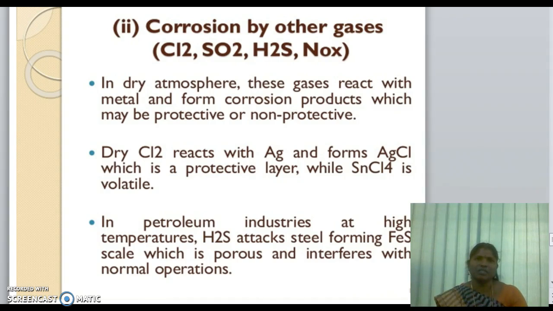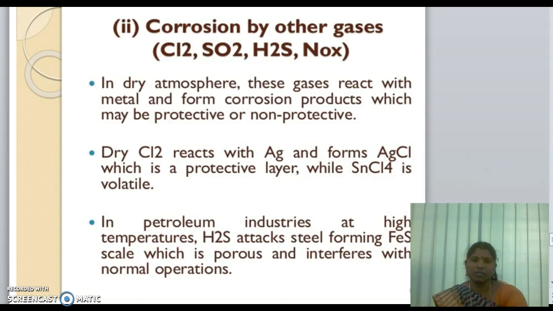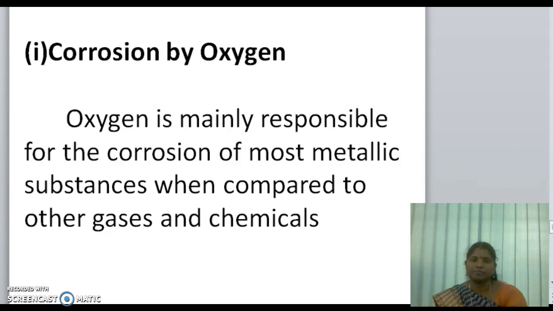Other than oxygen, there are some gases which attack the metal surface and lead to corrosion, like chlorine, sulfur dioxide and hydrogen sulfide. But the corrosion due to these gases depends upon the affinity of the metal towards these gases. So the extent of corrosion by these gases depends upon the affinity towards the gas. And the last one is liquid metal corrosion. So these are all the different types of corrosion.